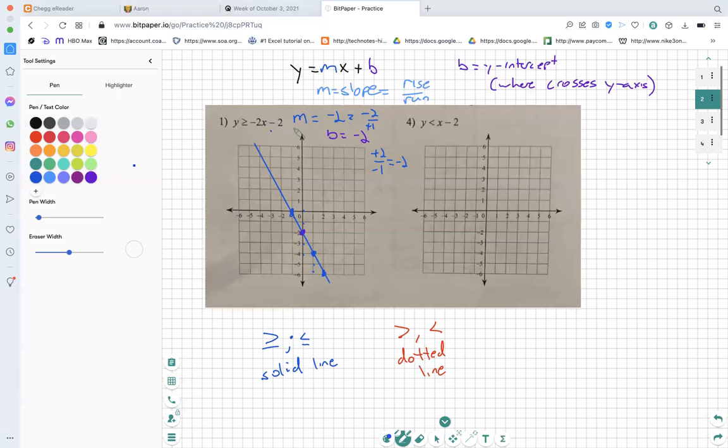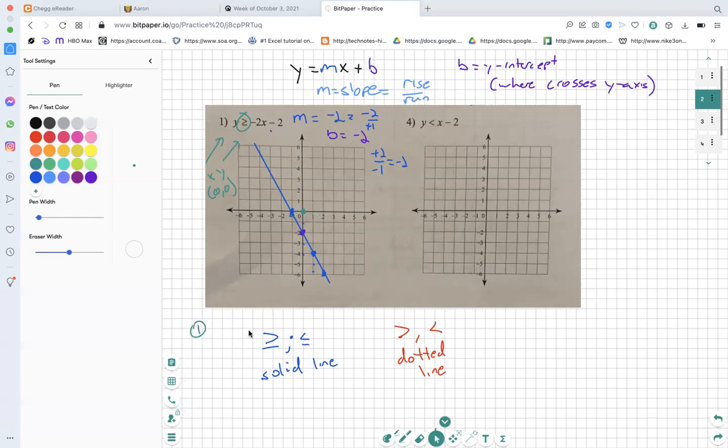Now, the last thing we need to deal with is the shaded part, last step. Let's do green. What I choose is a point that is not on the line. It is very important you choose a point not on the line. Since this line does not go through 0, 0, I'm going to choose 0, 0. What I do with that is I plug my x and y into the equation and see if it's true.